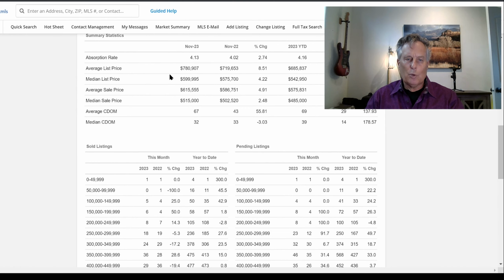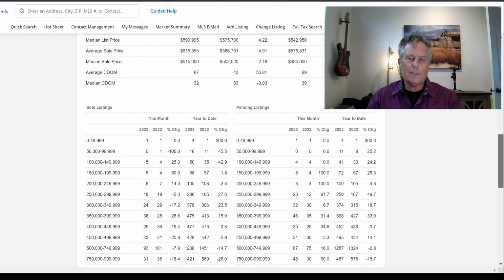We talked about absorption rate, 4.13. The median sale price is at about 515. Last year it was at 502. Again, it doesn't mean that prices have necessarily gone up, although they have in some categories and some instances.